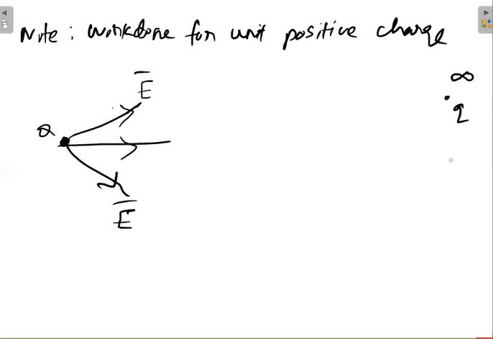Now, what is the force on me when I am at infinite distance? When I am at infinite distance, force on me is zero. Why is force on me zero? Force is equal to Q into E. You are having some Q, that's okay, but what is the electric field at infinite distance? Zero. So force on me is zero.